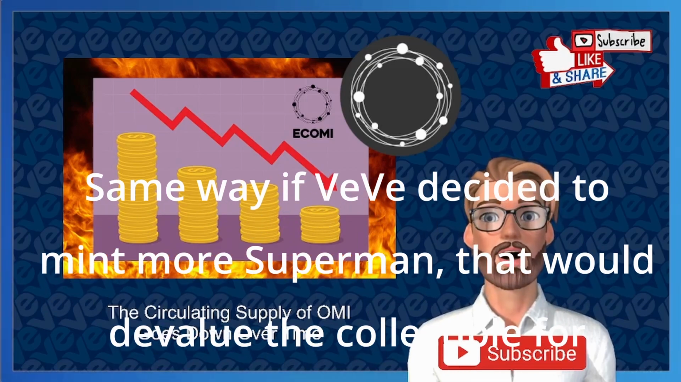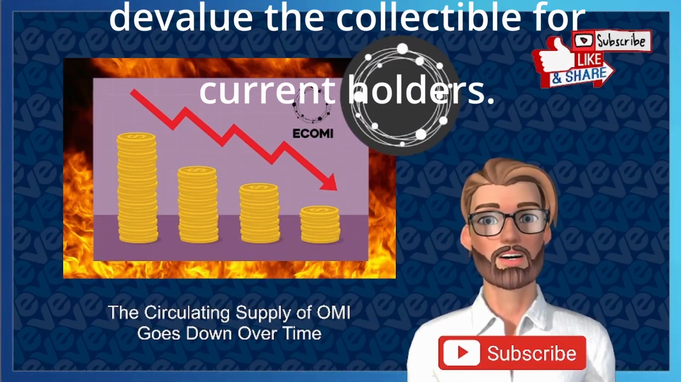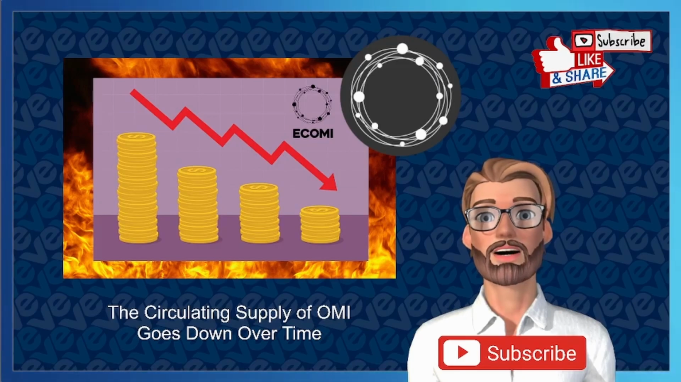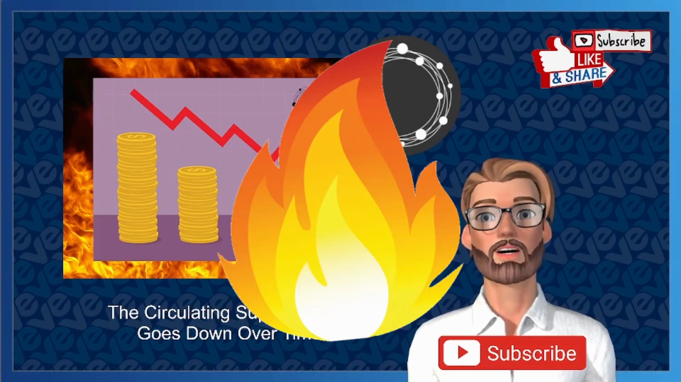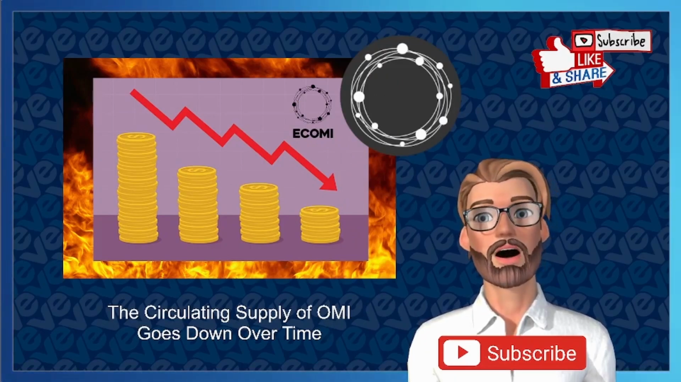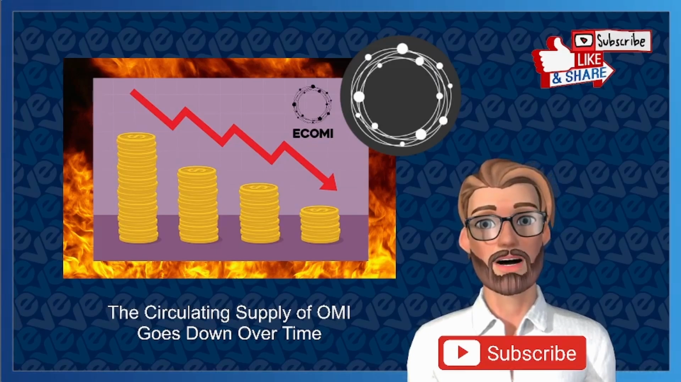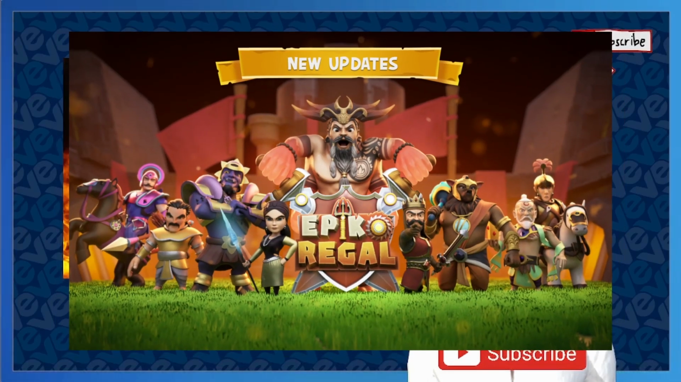The amount of tokens in OMI's circulating supply will never actually increase. In fact, it'll actually do the complete opposite. It'll go down over time. And the reason why is because there are several systems or applications that have been introduced that are actively burning the token, or in other words, taking tokens out of the circulating supply, therefore reducing the amount that's available to grab, right? So an example of this is going to be ECOMI.